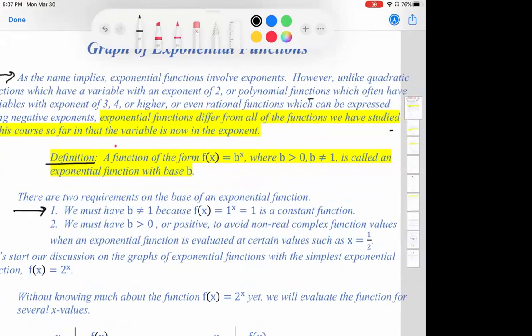Well, if our base was 1, then 1 to any power wouldn't be anything. 1 to the first power is 1, 1 squared is 1. You would just get never-ending amounts of 1s, so it wouldn't give us anything exciting. It wouldn't produce an exponential function. For 2, we have that b must be greater than 0, or positive, to avoid non-real complex values.